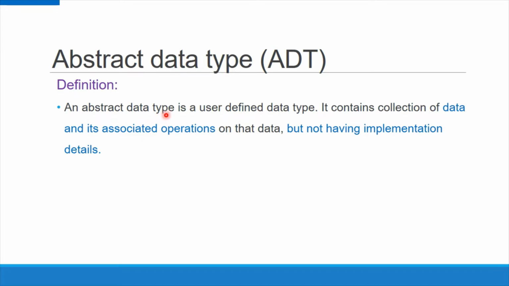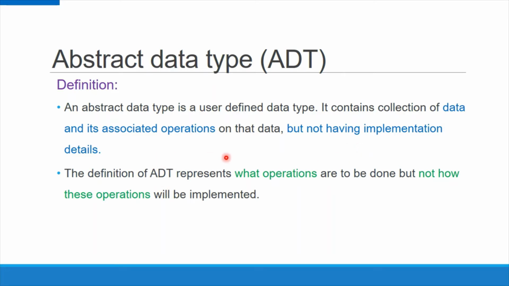So your abstract data type is a user-defined data type and it contains a collection of data values and its associated operations, like your data type. But it will hide your implementation details. It is hidden from the user, which means the implementation part is hidden from the user for the simplicity's sake. And next, it represents what operations are to be performed, but it will not show how these operations are done, which means it answers for what but not for how.